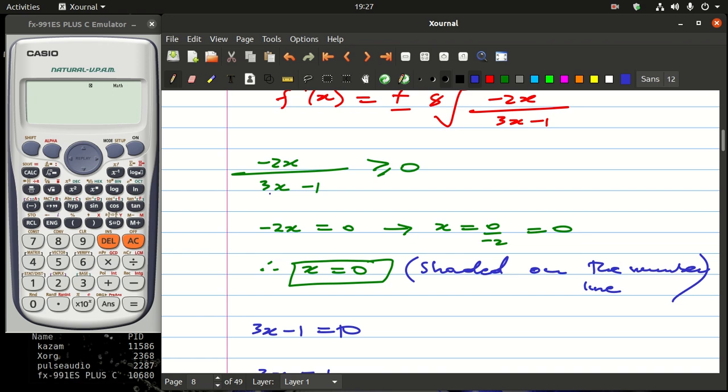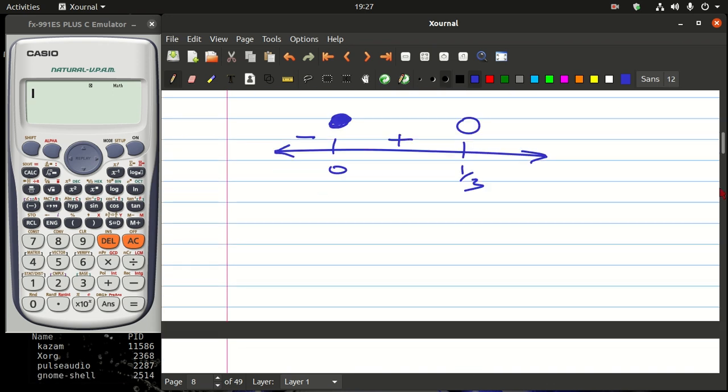Plug in 1 here, we'll get a positive. So negative divided by positive, I will end up getting a negative. So we are looking for this positive region here because we have greater or equal. So that's why we are looking for a positive region here.